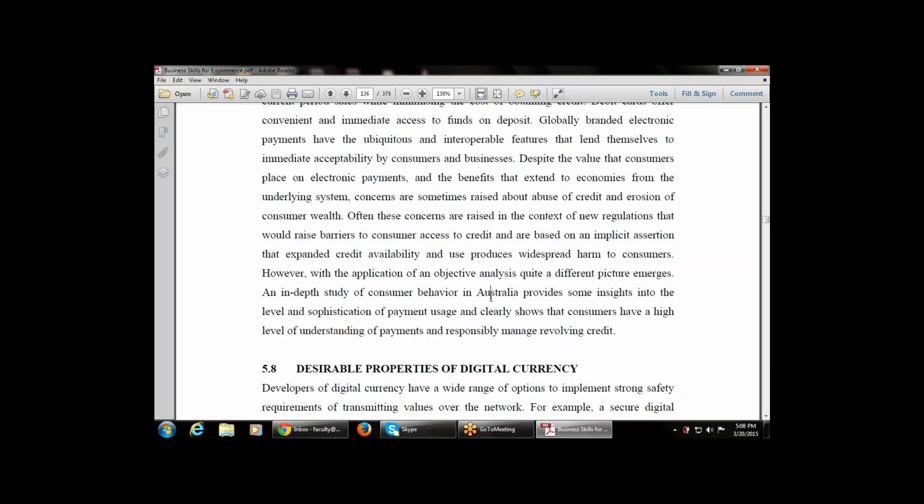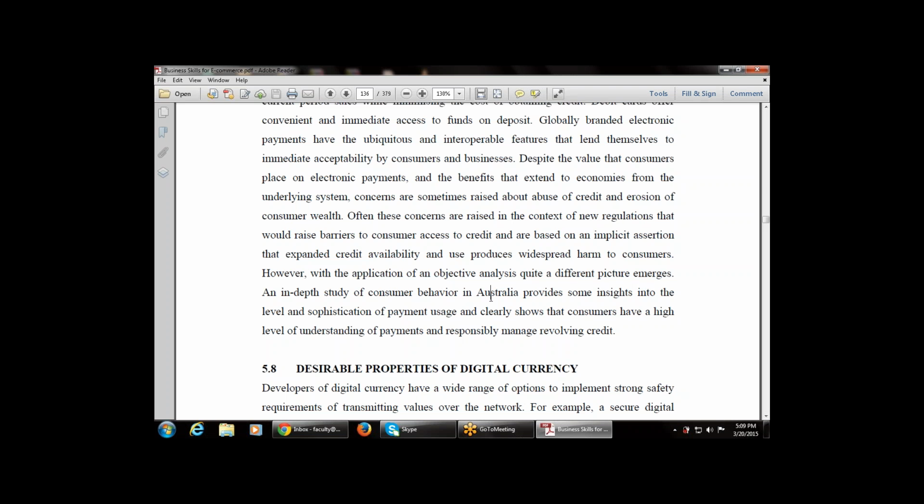Now, the next is, what are the desirable properties of digital currency? Whenever I say the e-payment system, that is the payment is made online, so the payment is made in a digital way. So what are the properties of a digital signature? That is the next topic.